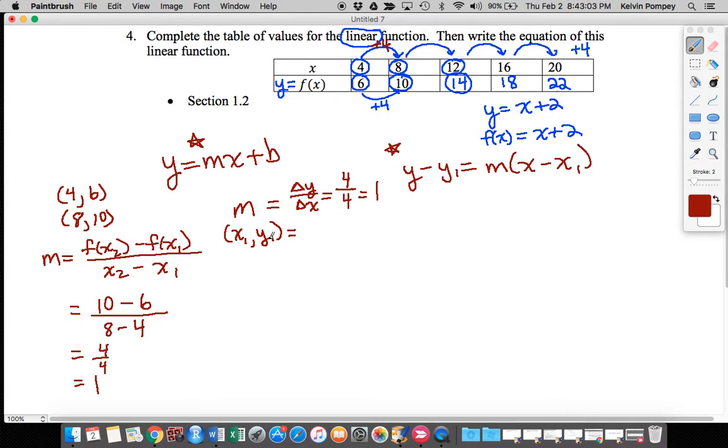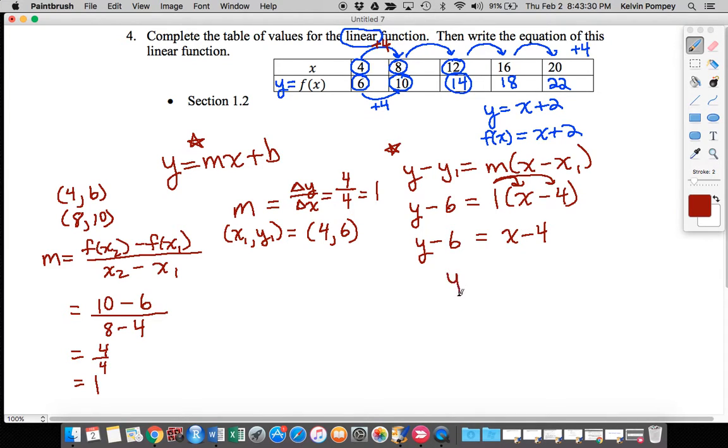And then I just choose one of my points to be my x1, y1. I'll let that point be 4, 6. It doesn't matter which point you use. But then I'll put those values into this formula here. I get y minus y1, which is 6, equals 1 times x minus 4. That's y minus 6 equals 1 times x is x, 1 times negative 4 is negative 4. So I get x minus 4. And then I'd add 6 to both sides. I get y equals x plus 2. Negative 4 plus 6 is a positive 2.